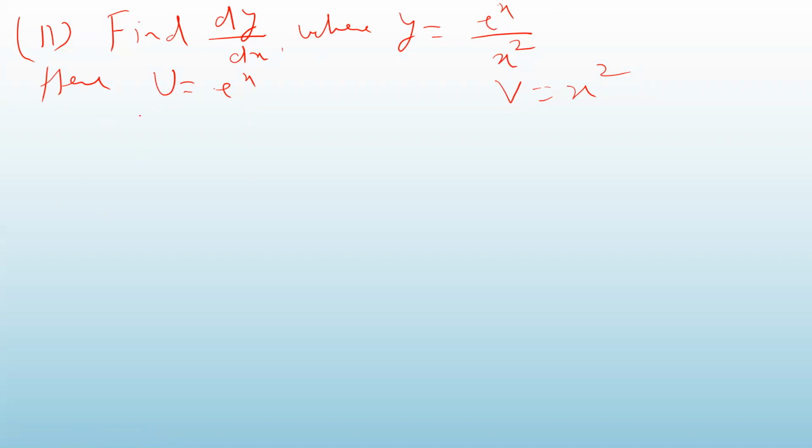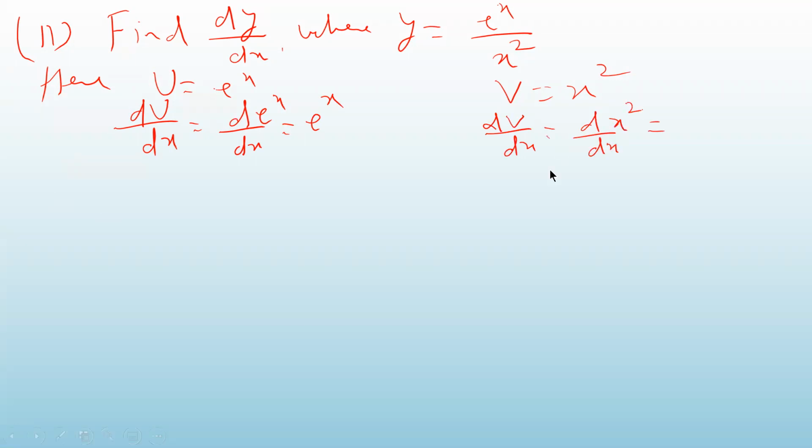So what is derivative of u? That means derivative of e raised to x. You know derivative of e raised to x is same as e raised to x. What is derivative of v? V means x square. What is derivative of x square? You know the direct formula, 2 into x raised to 2 minus 1. So that is 2x. So we have identified u and v and we have found out their derivatives. Now let us apply the rule.